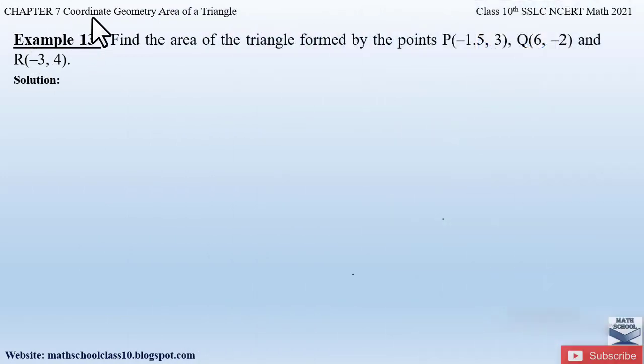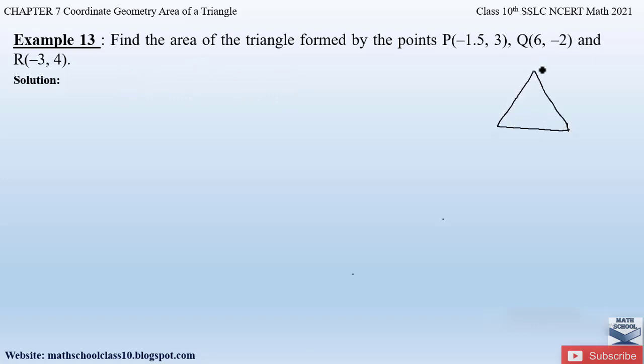Example 13 from chapter 7, coordinate geometry, says: find the area of a triangle formed by the points P, Q and R. So here they have given us the vertices P, Q and R, and we have to find out the area of a triangle formed by these points. Similar problems we have solved in examples 12 and 11. So let us first draw a triangle.